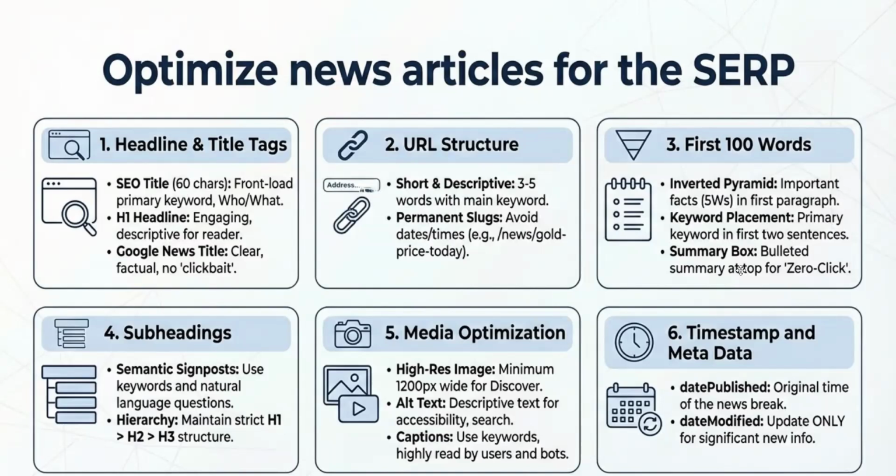So what are the basics? There are so many things which you can optimize in your articles, but these are the basic parameters which you must follow. First is heading and title tags, which is very, very important. If you are working on a news article, make sure that your SEO title is under 60 characters, and you include the who, what, or primary keyword in the SEO title.